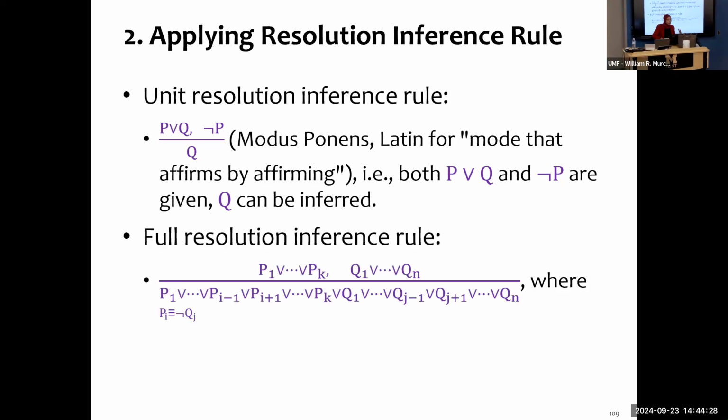For example, here we have an example of full resolution inference. On the top, I have my given facts, which are P1 to Pk connected by ORs, and Q1 to Qn connected by ORs. Starting from here, I am going to prove this. So this is an example of the notation.